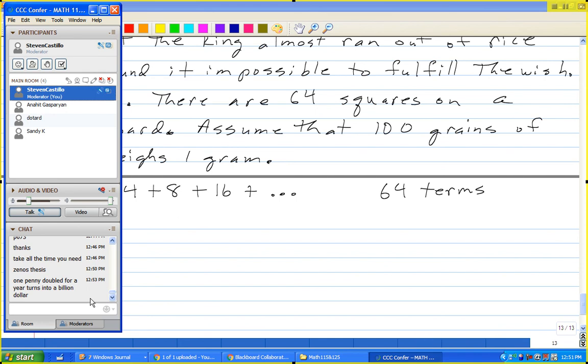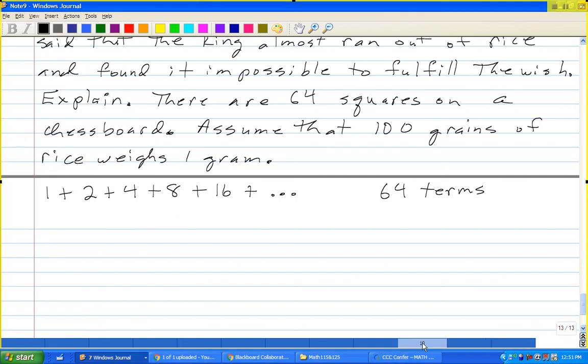Yeah, but it turns out to be a lot. Well, we'll actually see how much. Since a chessboard is an 8 by 8, there are 8 squares by 8 squares, so a total of 64 squares.